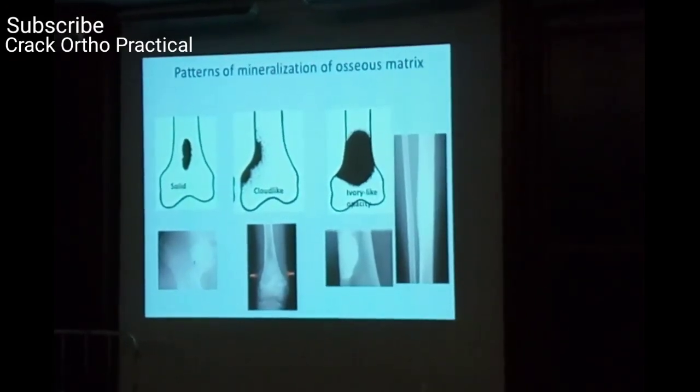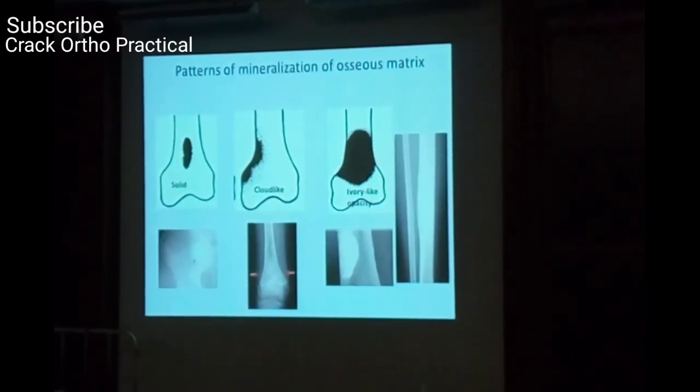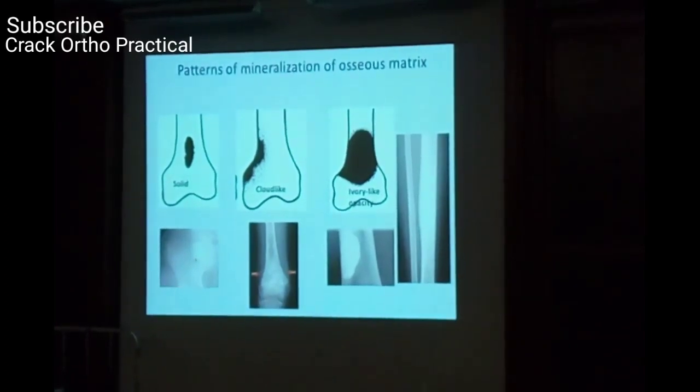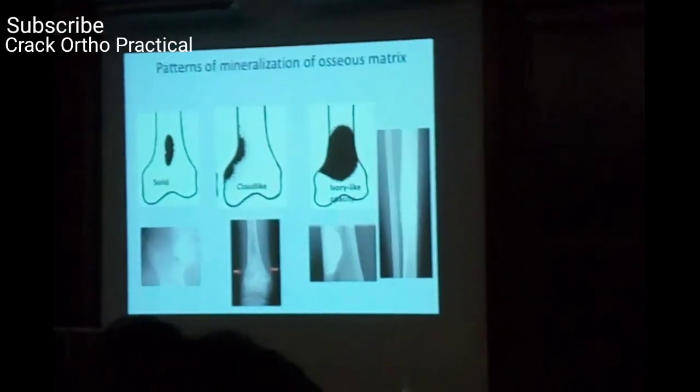A pattern of mineralization of osseous matrix is also defined as solid, cloud-like, or ivory-like. So this can be a bone island, this can be osteosarcoma, and that can be a bone infarct.